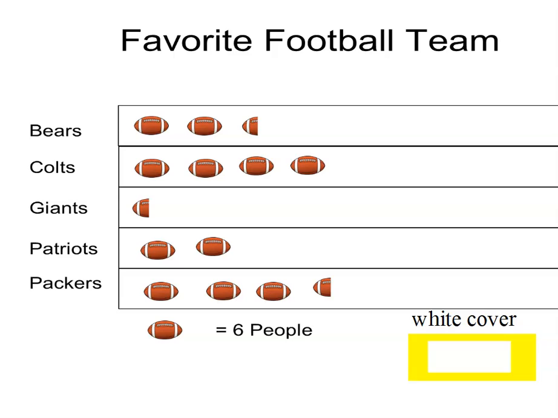Some footballs we got worth 6 people. So a half of a football would equal 3. So right here I can see there are only 3 Giant fans. There are 3 Packer fans there, and these are all worth 6. 6, 12, 18, 21. Oh, here's another 3. 6, 6, and 3. That gets me to 15. And then Patriots, 6 times 2 is 12. And 6 times 4 is going to get me to a 24.